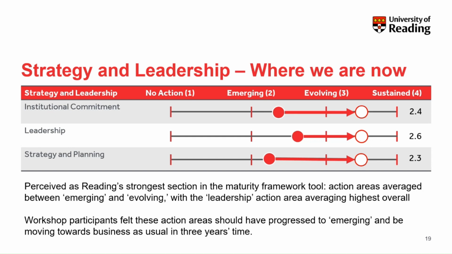This section of the framework was overall perceived to be Reading's strongest area, with all 3 areas averaging somewhere between emerging and evolving, according to the views of the participants. Leadership at Reading around reward and recognition of open research was seen as the strongest average area in the framework as a whole, averaging 2.6 and being slightly closer towards evolving. In discussing where we want to be in 3 years' time, the breakout group looking at this area felt that for all of these areas we should have certainly progressed to evolving and be, in their words, moving on to evolving plus, so getting towards sustained but not quite there in the next 3 years. On the screen I've just added 3 circles showing where I want to be in 3 years' time.